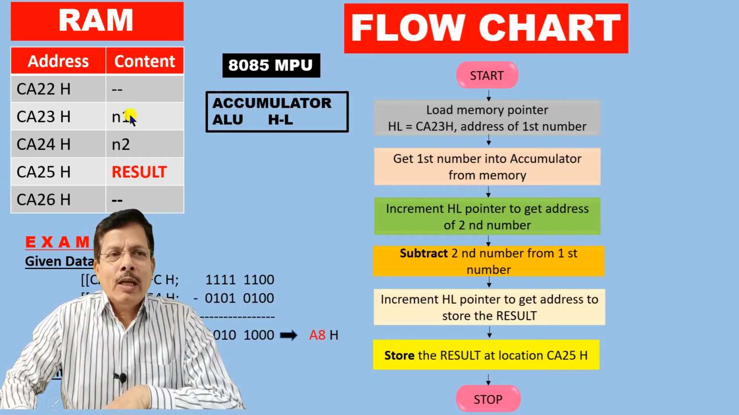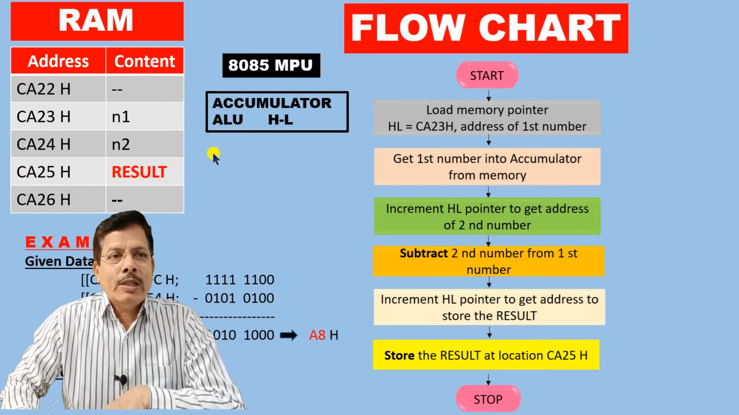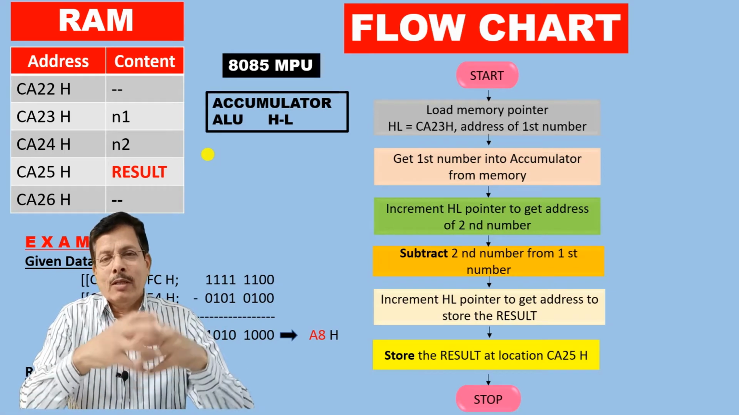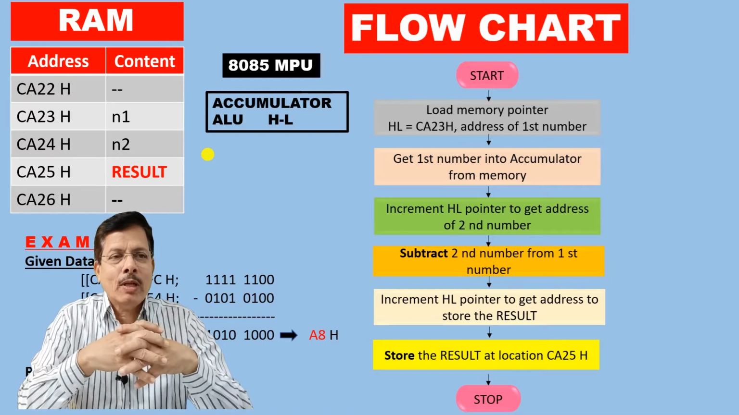You have to take n1 out of the memory. So get this number into the accumulator. How to get it we shall see. Then subtract the second number from the first number. Whatever the result, in this case the difference, because you are subtracting the second number from the first one, is stored.